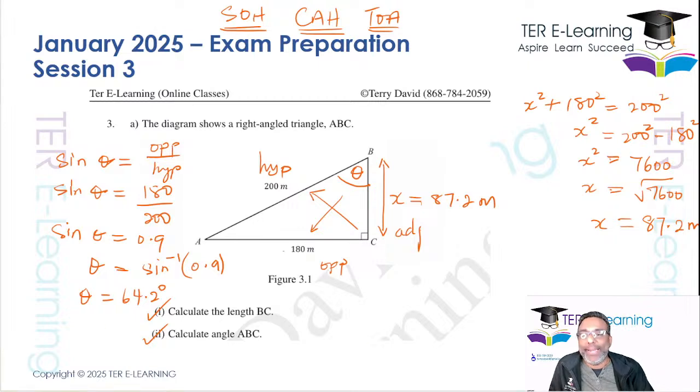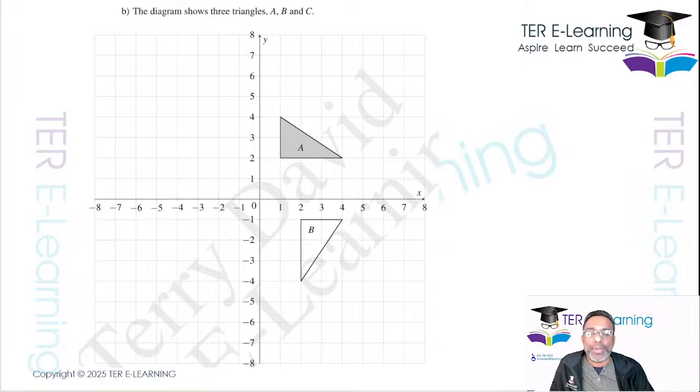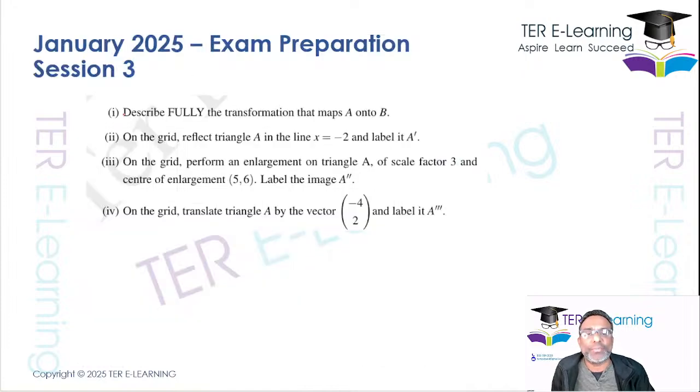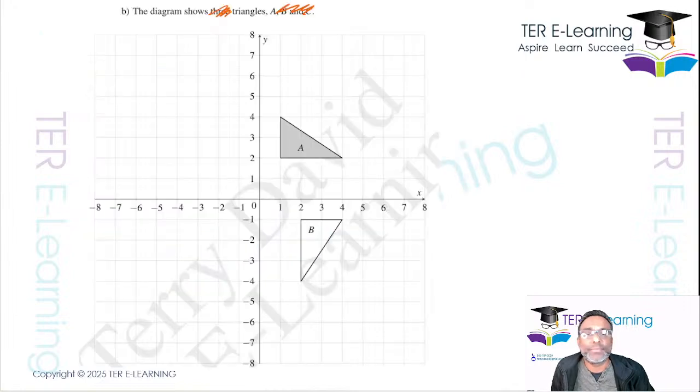Right, so that's part A. Part B now, we have a transformation question. So the third question in your exam is going to be based on transformation, right? So we have two triangles. Well, sorry, I don't know why I have three triangles here. It's really two triangles, A and B, right? Two triangles, A and B. Describe fully the transformation that maps A onto B, right? Look at A, look at B. What do you all think that transformation is here, guys? What kind of transformation are we talking about here?